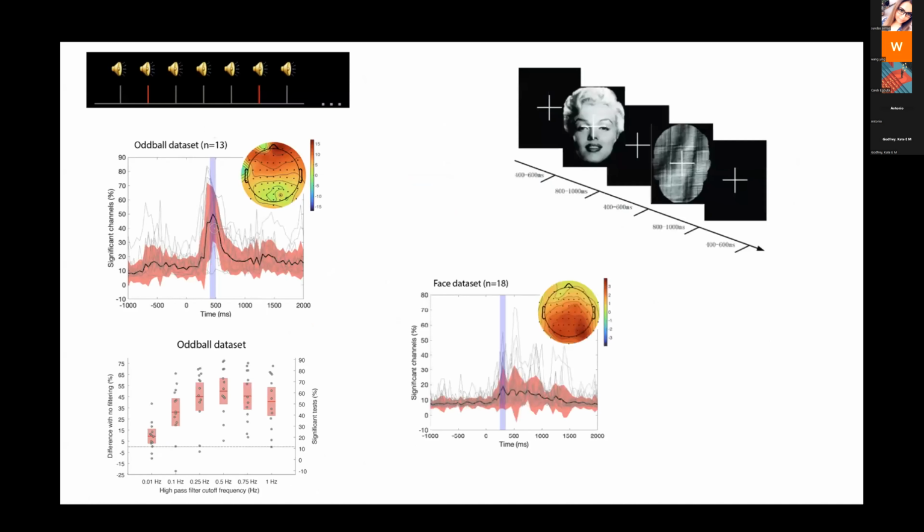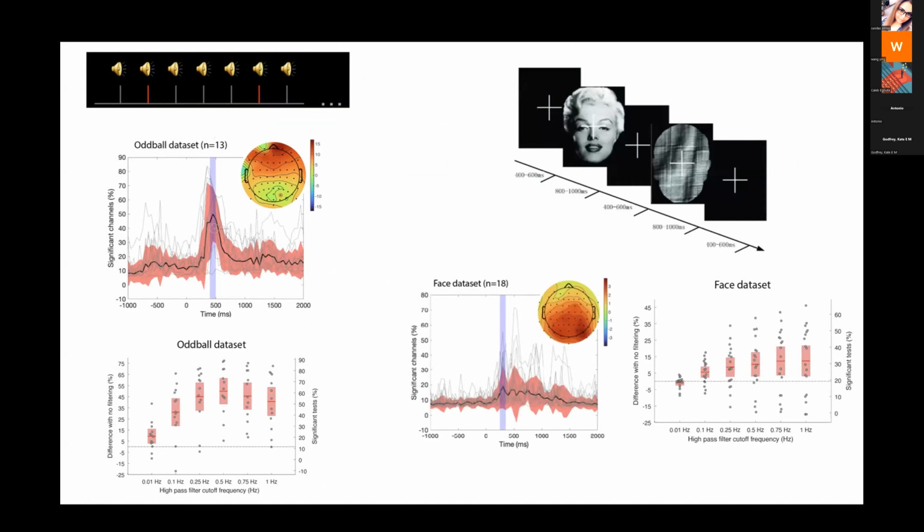So this is the best filter, I think. Yeah, this is the best filter for the oddball datasets. So that's the one I just showed you. This is the face task, in which there's no response, so the amplitude is much lower. And here we can see again 0.5 hertz is better.